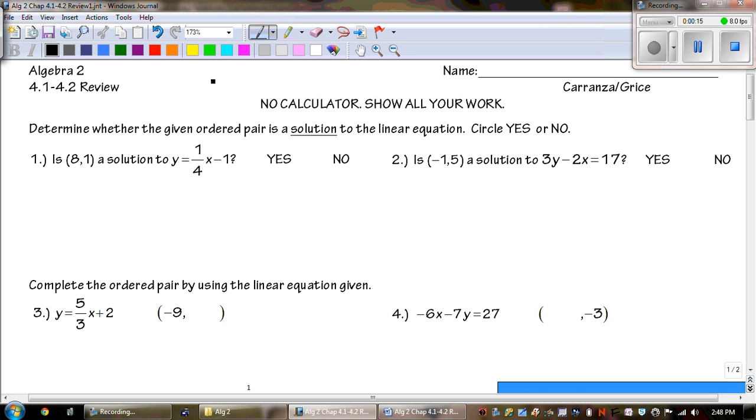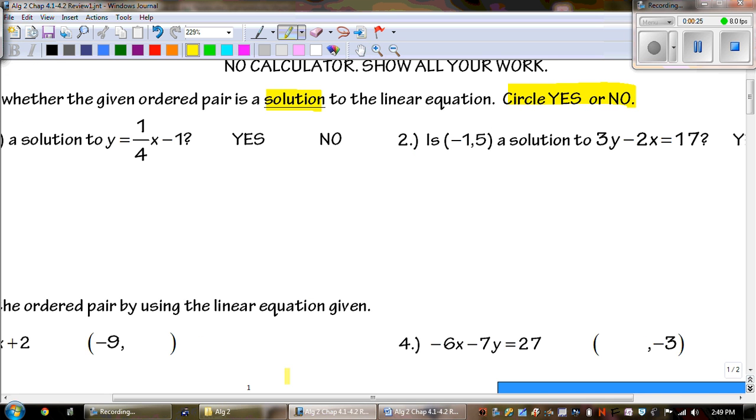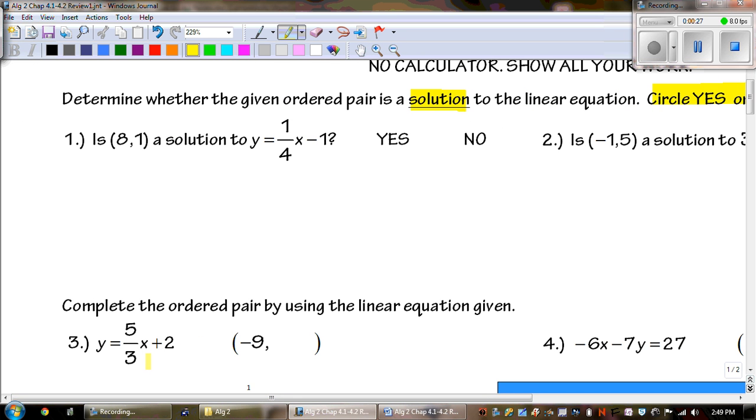Alright, let's look at the directions. It asks us to determine whether the given ordered pair is a solution to the linear equation. Circle yes or no. So when we're checking if something is a solution, that means we need to take whatever is in here and plug in. Okay, so our first number is x and our second number is y. Every time we plug in, we're going to use parentheses.